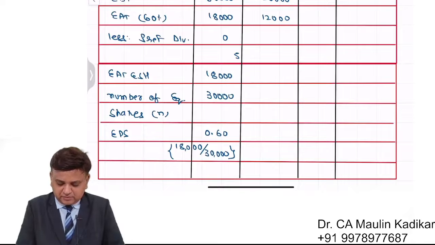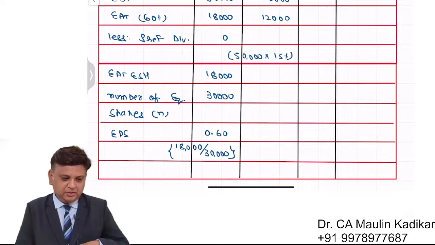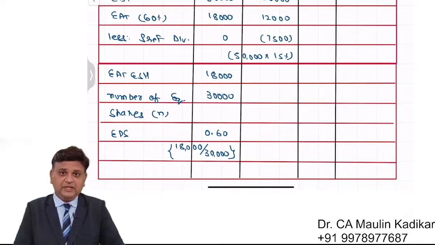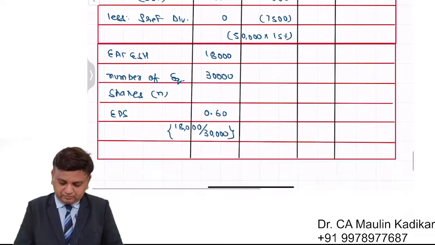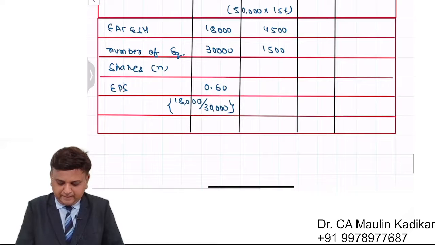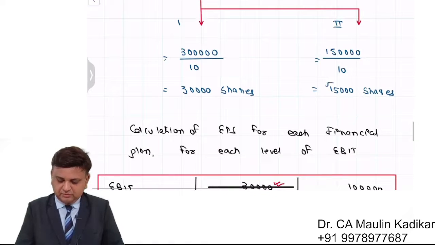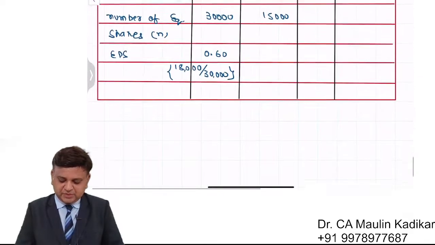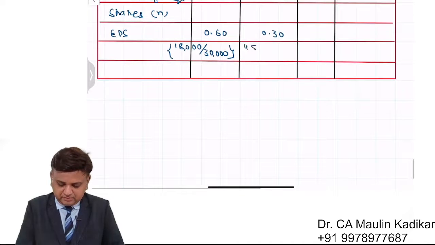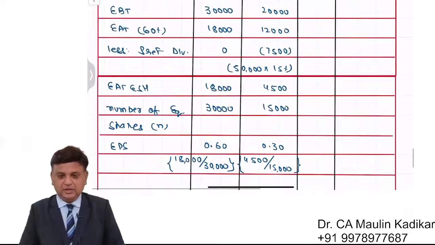Preference share capital is 50,000. Rate of preference dividend is 15%. So that comes to 7,500. Then earning available to equity shareholders, 4,500. Number of equity shares is 15,000. So earning per share is 0.30. It is 4,500 divided by 15,000. Like that the answer is calculated. Please take down the answer.